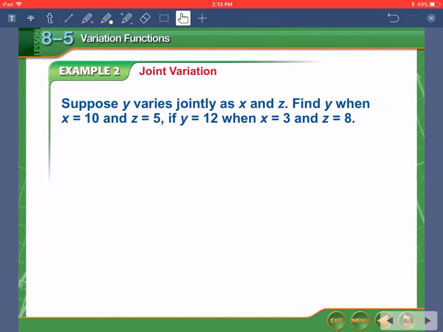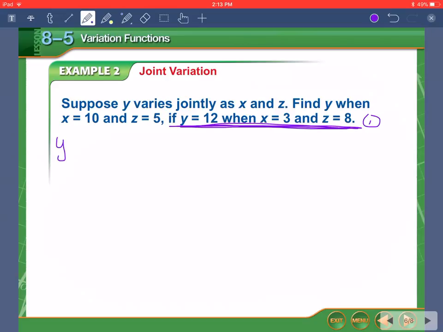So suppose y varies jointly as x and z. We want to find y when x equals 10 and z equals 5 if y equals 12 when x equals 3 and z equals 8. So the equation you need to start with is the one that you have all three parts y, x, and z in. So we're actually going to use this second piece of information first. So that's going to be our step 1.